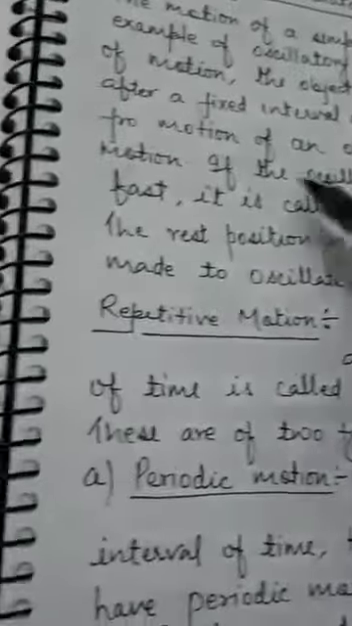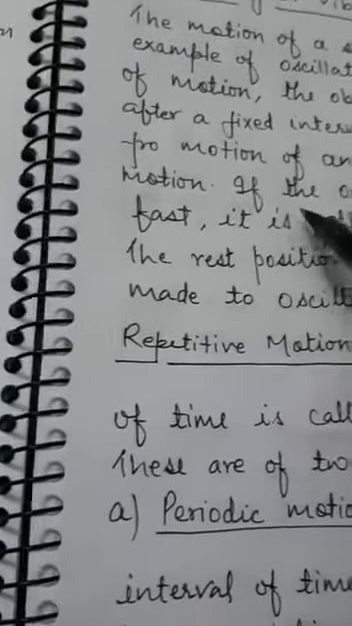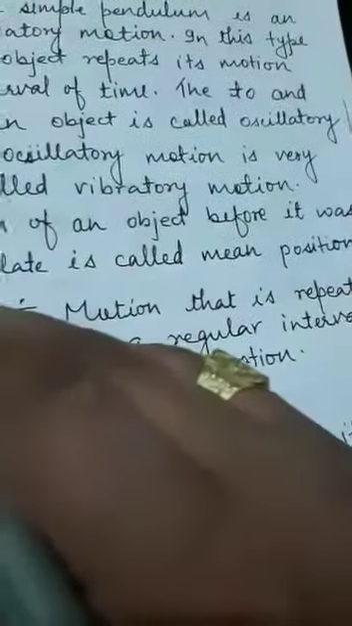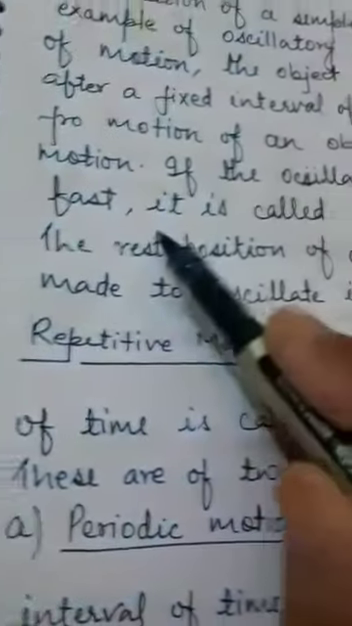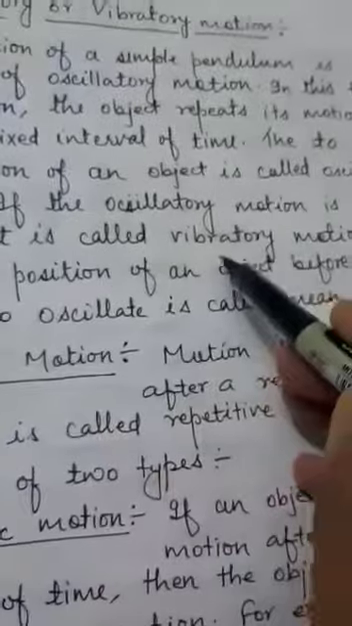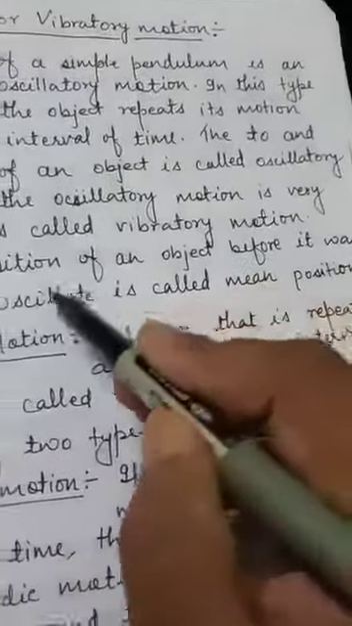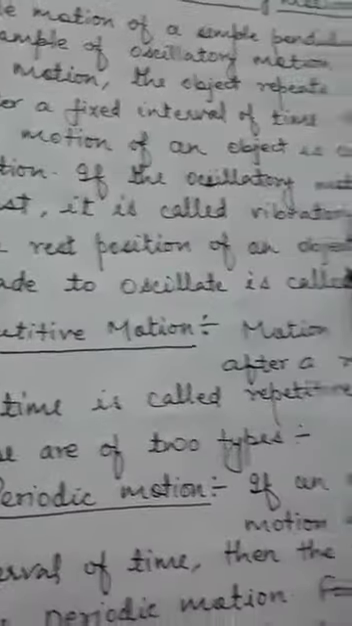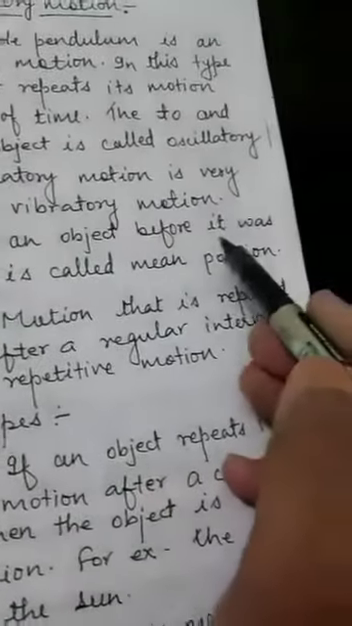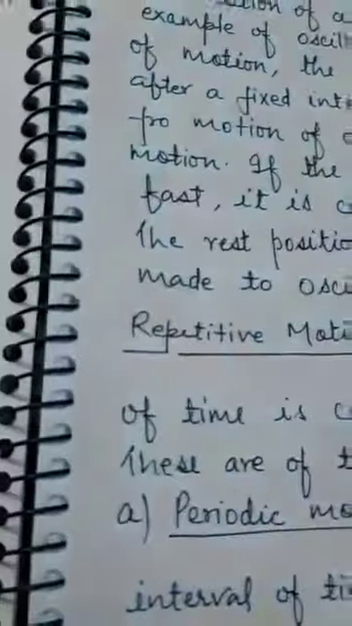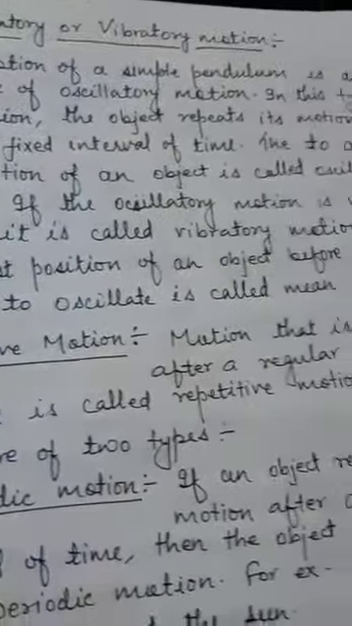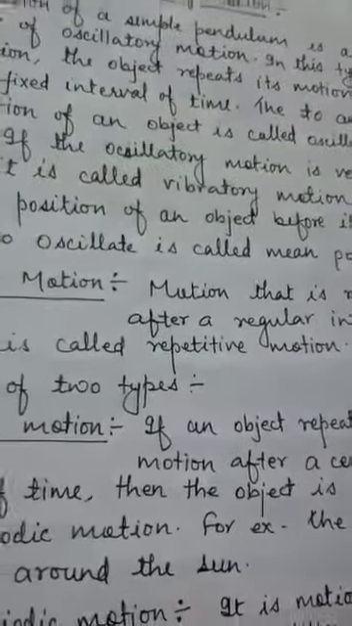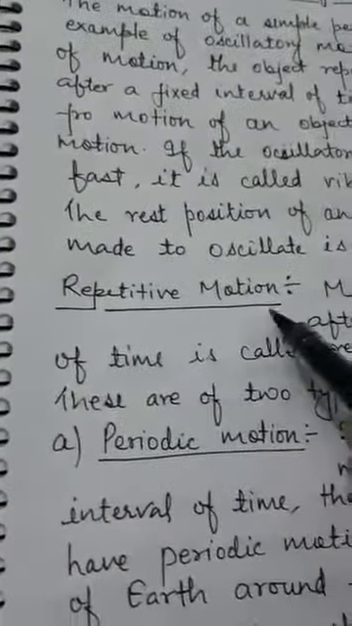If the oscillatory motion is very fast, it is called vibratory motion. The rest position of an object before it was made to oscillate is called mean position. Our next motion is repetitive motion.